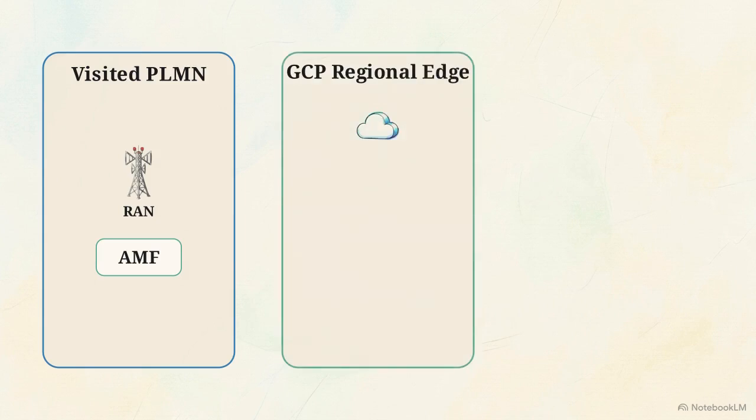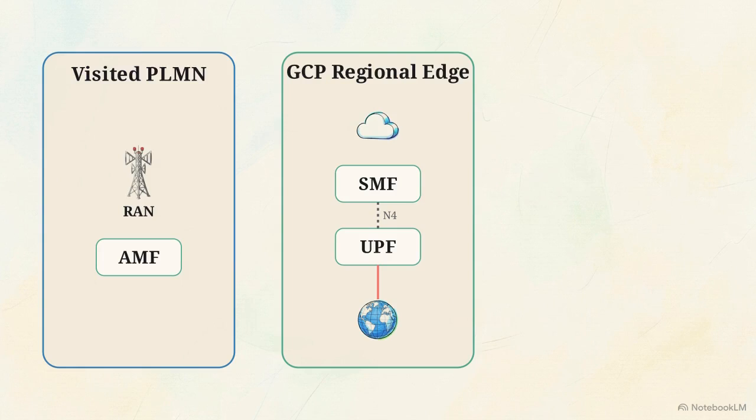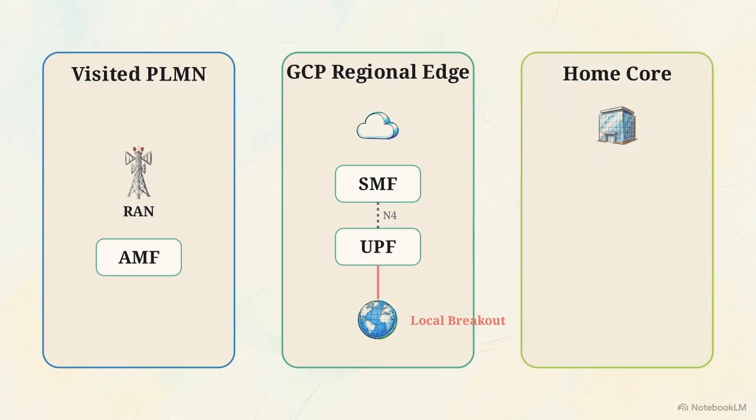Next is the Google Cloud Platform Edge domain, located physically near the visitor. This cloud tenant hosts the home operator's session management function and user plane function, acting as the decision maker and local internet breakout point for the session. Finally, the home core domain remains physically on premises in the home country. This houses the unified data management and charging functions, retaining absolute control over subscriber identity and real-time billing.